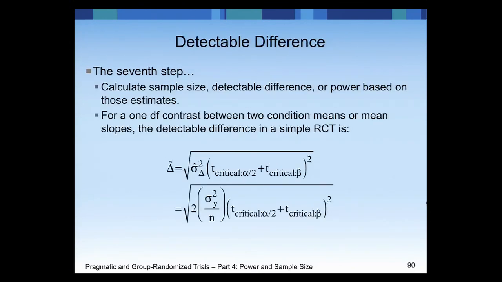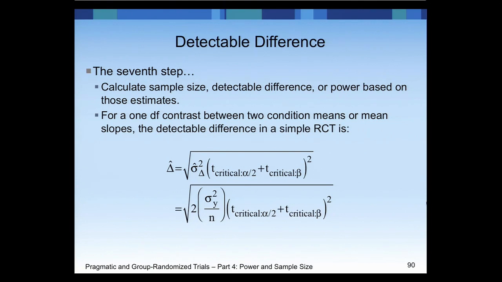In doing this, we use formulas. If I have defined my intervention effect as a 1 degree of freedom contrast, for example, the intervention mean compared to the control mean, or the intervention mean slope compared to the control mean slope, the detectable difference in a simple randomized clinical trial is shown here.